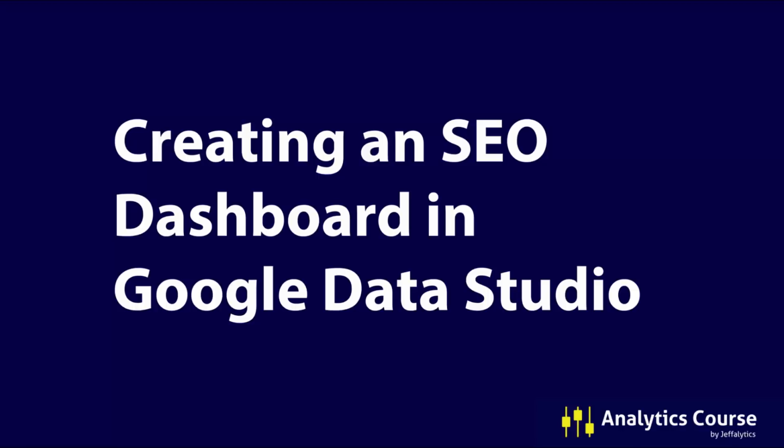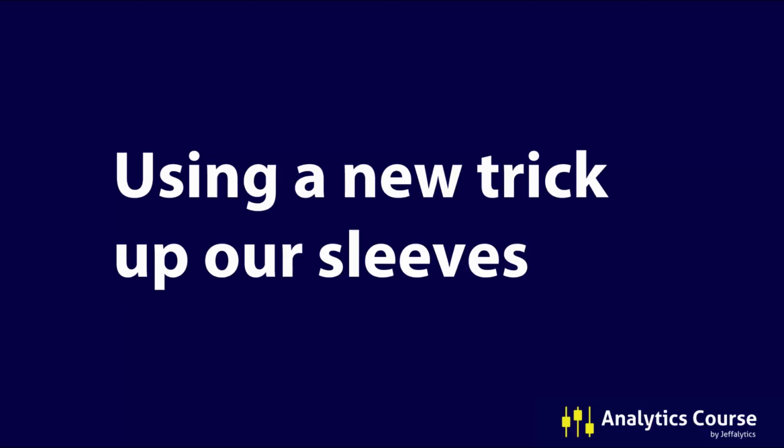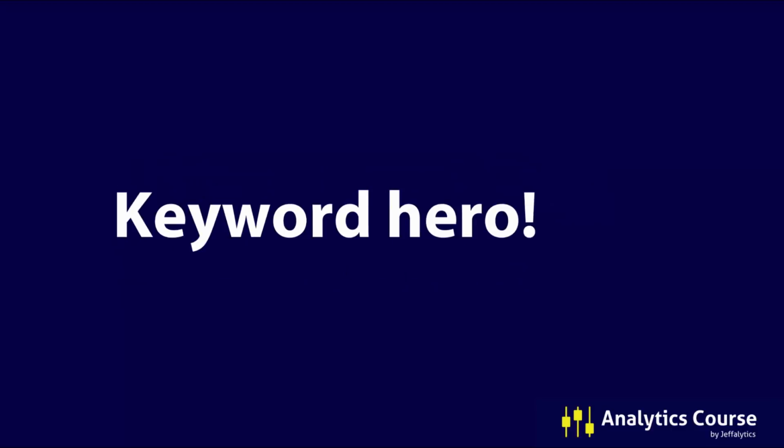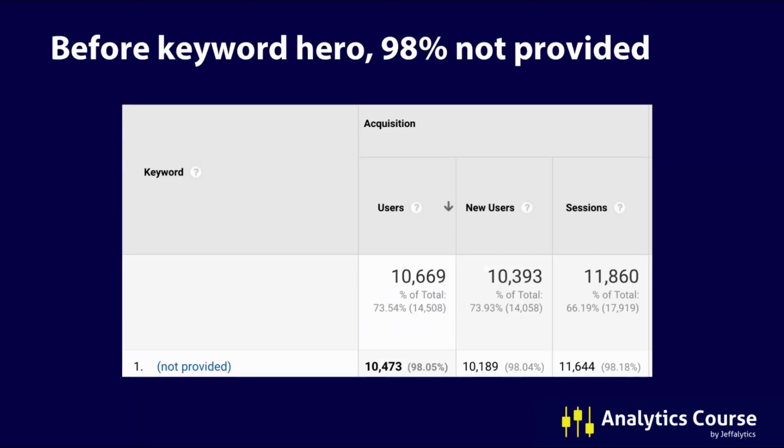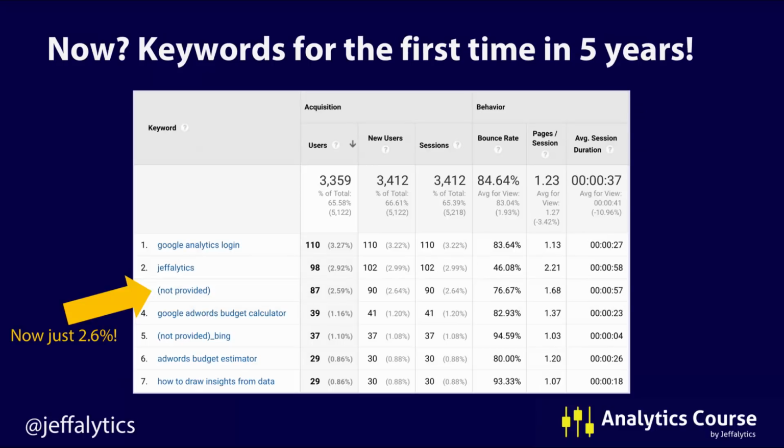We're going to create an SEO dashboard using Google Data Studio. And we're going to put a new trick up our sleeves while we're doing it. And that is something called Keyword Hero. So what's Keyword Hero? Keyword Hero vows to give you your not provided keywords back. And so if you look at Jeffalytics right now, 98% of the keywords that I see in my organic keywords report are not provided. Well, with Keyword Hero, after I installed it, it went down to just 2.6% of my Google keywords being not provided. It was pretty amazing. And it was the first time that I've seen real keyword data in the organic keywords report in over 5 years.